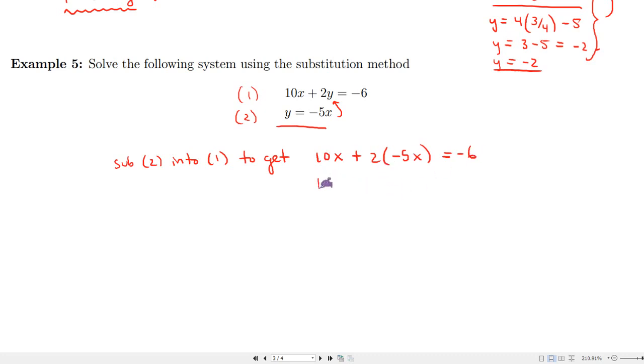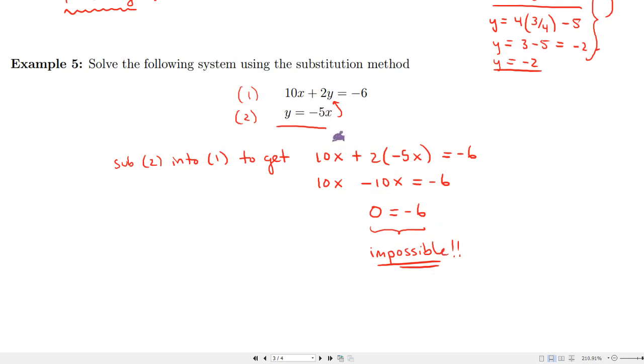So what does this give us? So we get 10x, and then minus 10x is equal to negative 6. So then this side becomes 0 equals negative 6. Well, that's strange, right? This is impossible. So what does that mean?